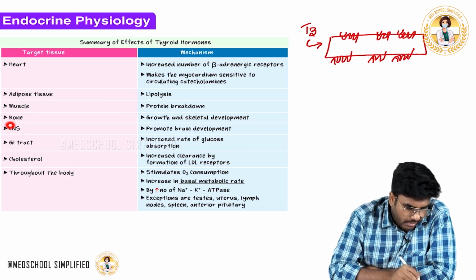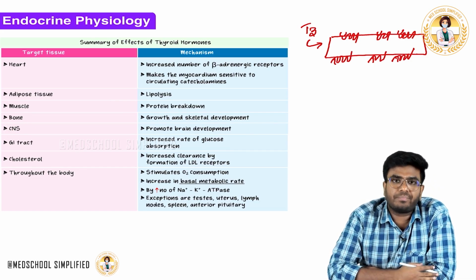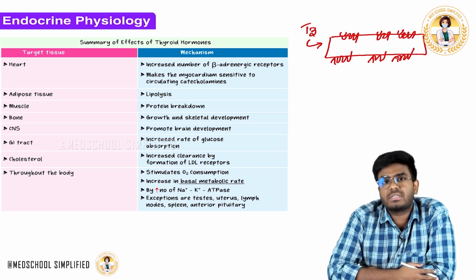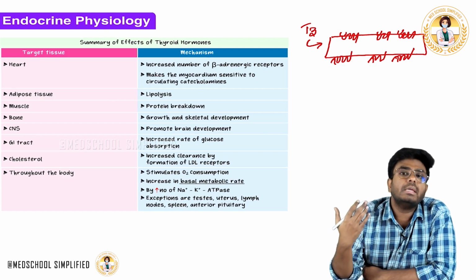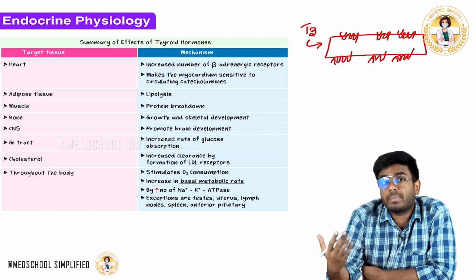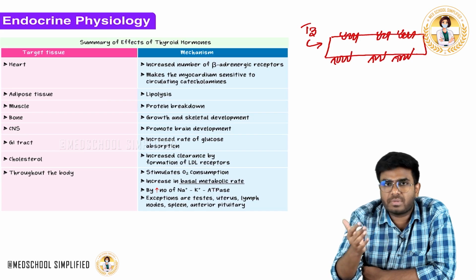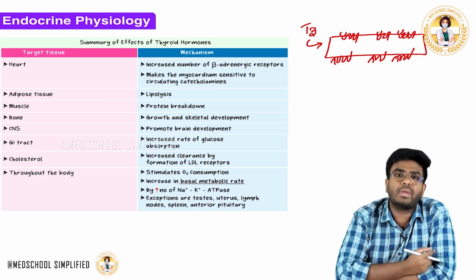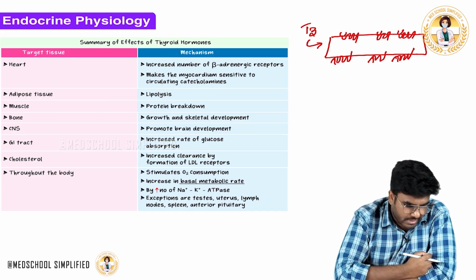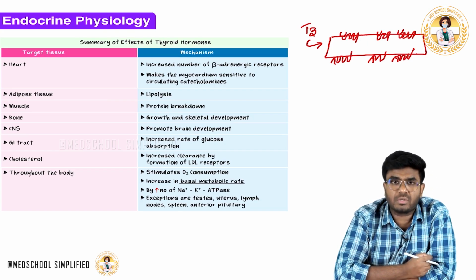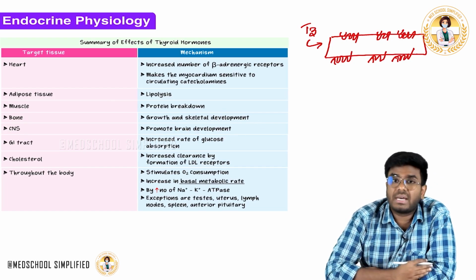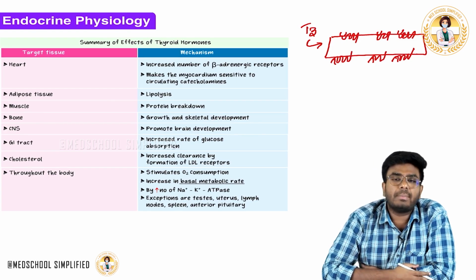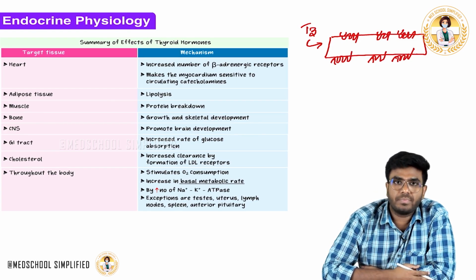Now in the CNS, again during childhood or even during embryogenesis, the thyroid hormones play a very important role in the development of the central nervous system. Especially, it is believed that thyroid hormones play a very important role in the formation of the synapses, the chemical junctions between the neurons. So synapses are formed mainly because of these thyroid hormones. So CNS, yes, a developmental role. Bone, yes, a developmental role.